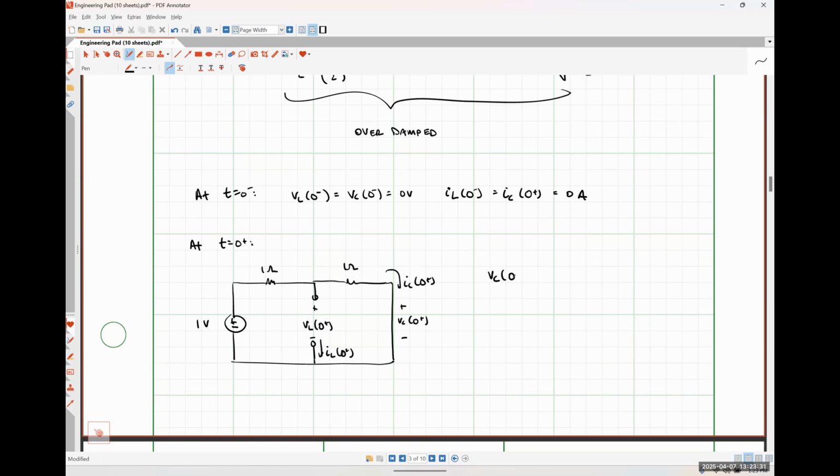So we know that VC at 0 plus has to equal VC at 0 minus, which was 0 volts. We know that IL at 0 plus has to equal IL at 0 minus, which was 0 amps. I think I could say that IC at 0 plus is just 1 volt over 2 ohms, is half an amp. And pretty similarly, I can say that VL at 0 plus is just going to be 1/2 of 1 volt using voltage division, is half a volt. Everybody okay with that analysis?